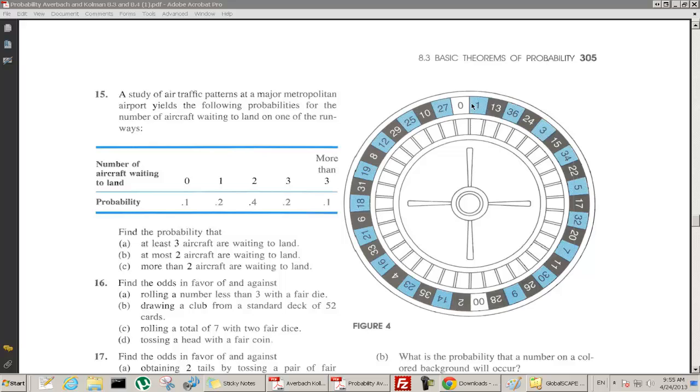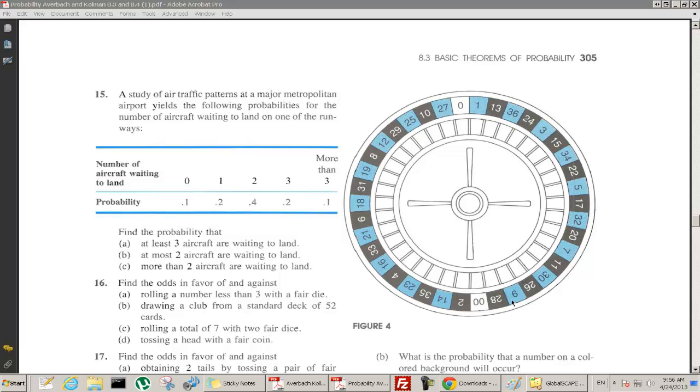You can see that there are various numbers and various colors, or there's three colors: white, blue, and gray. It looks like the highest number is 35? No, the highest number is 36. There's a 1, and somewhere there's a 2, and somewhere there's a 3, and it goes up to 36. So there's 36 slots, but that's not right, actually, because there's a 0 and a double 0. So there's actually 38 different slots that the ball can land on.